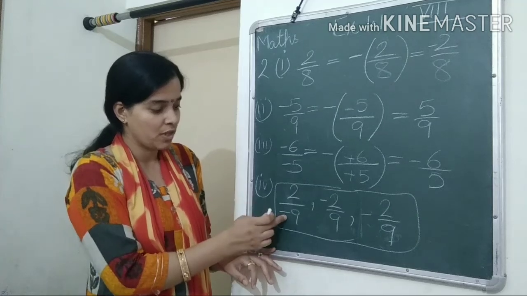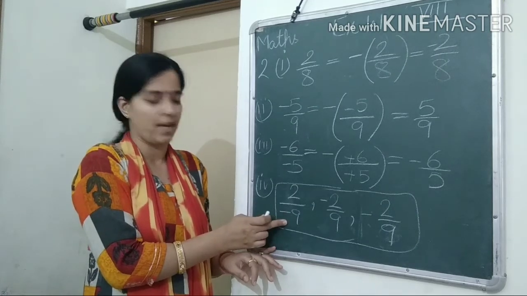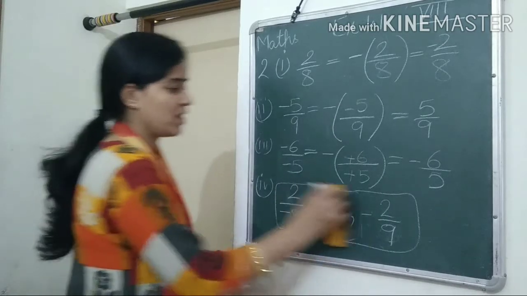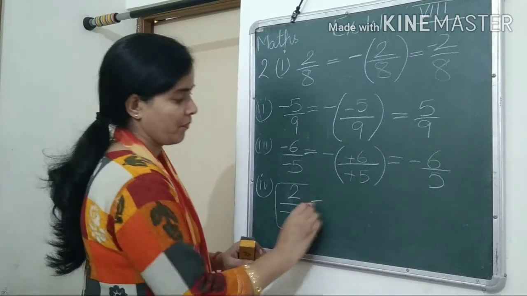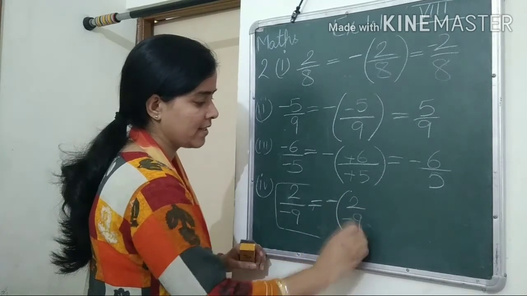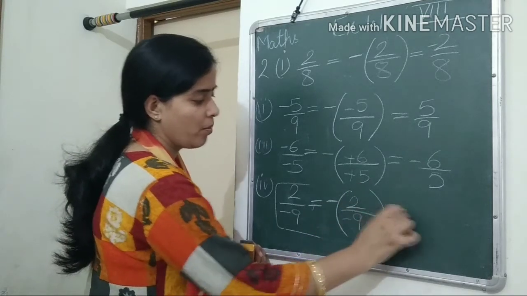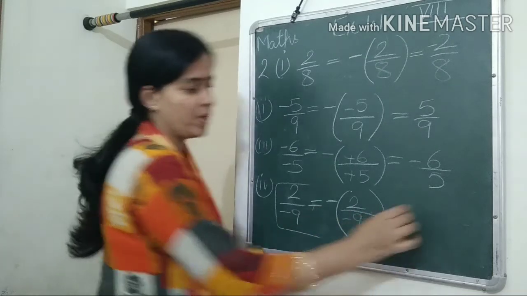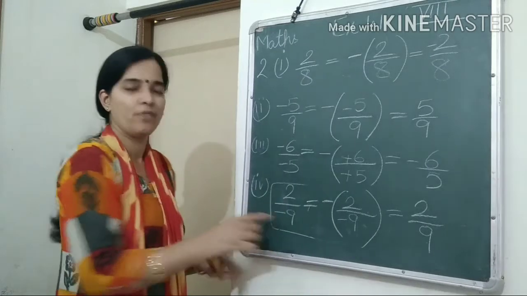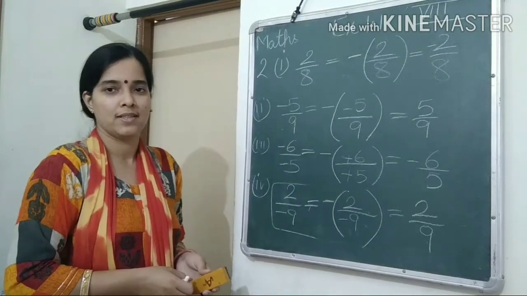In the fourth question, the minus sign is put downside. So same way as I told you, you just put a minus sign outside, write the number as it is inside the bracket, open the bracket, minus minus will become plus and the additive inverse of 2 upon minus 9 is 2 by 9.